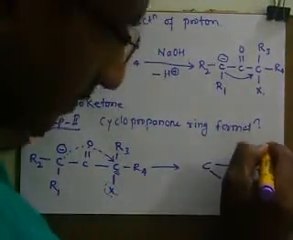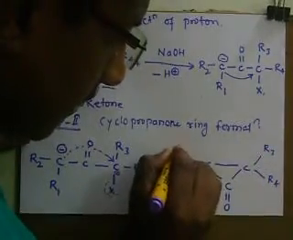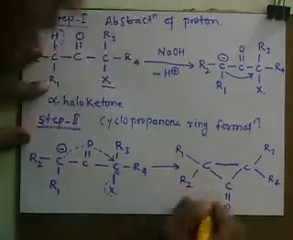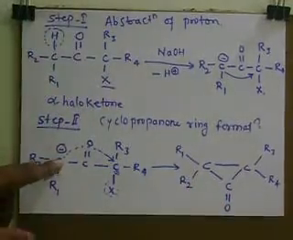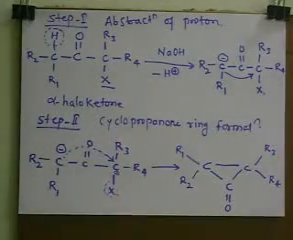This is R3, this is R4, this is R1 and this is R2. These 2 carbons, nothing is remaining. Okay, now this is what is cyclopropanone ring formation, the second step.